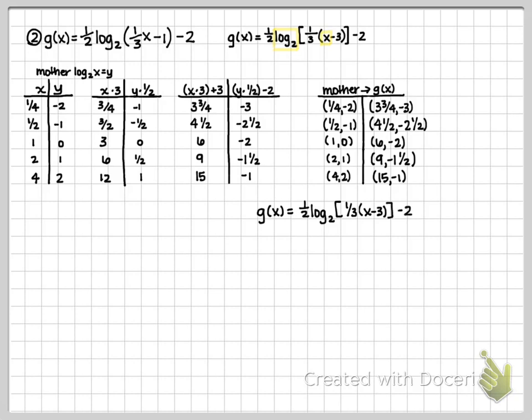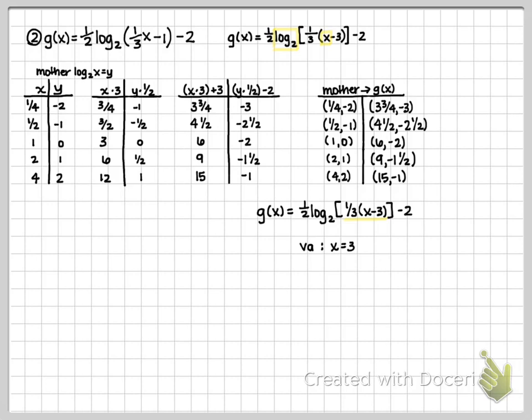And then I'm going to look inside. It's whatever makes that 0 is where my vertical asymptote's going to be. And I don't really need to do any work. I know that the 1/3 kind of gets ignored. The vertical asymptote is just going to be x equals 3. Now I'm going to go ahead and sketch this.